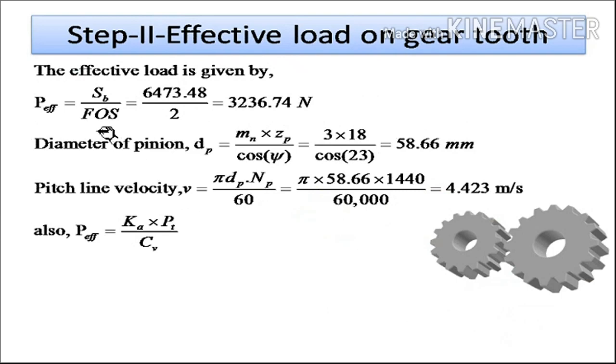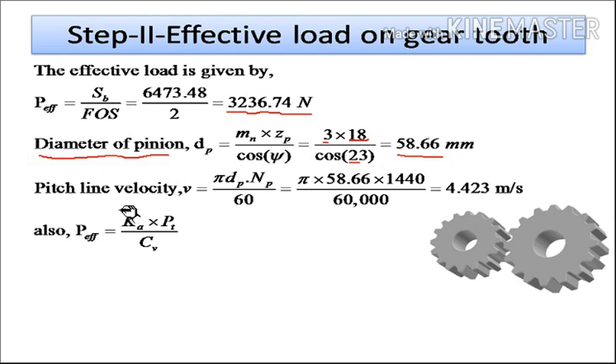So P effective will be equal to SB upon FOS. So this will be equal to 3236.74 Newton. Now once I have the P effective, I have to get the velocity. To get the pitch line velocity of the pinion, I need the pitch line diameter of the pinion. So the diameter of the pinion is given by Mn into Zp by cos of psi. I will put the value of Mn as 3, Zp as 18, and psi as 23. So I will get 58.66 as the pitch circle diameter of the pinion.